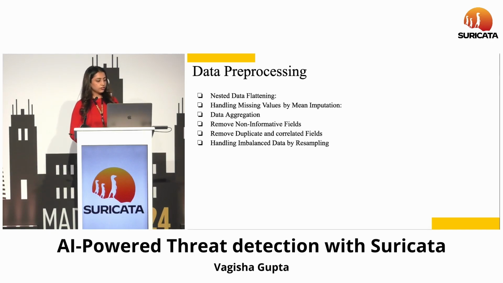Then the missing values were handled using mean computation. Data was aggregated using flow ID. Different event types have a single flow ID, and based on the flow ID, I aggregated the data into one single document. I removed non-informative fields that were not required for my training purposes and could lead to overfitting or underfitting of the model, for example MAC addresses, IP addresses, etc. I removed duplicated columns and correlated fields from the data.